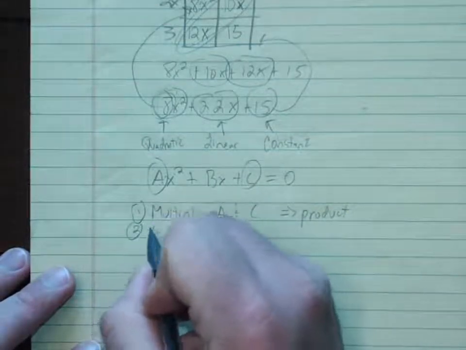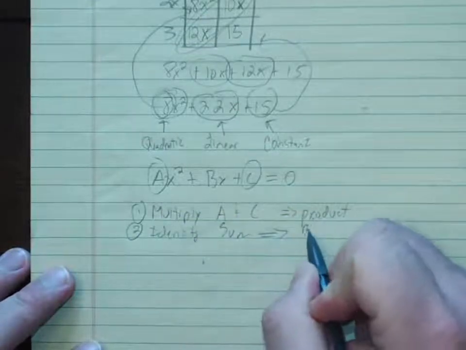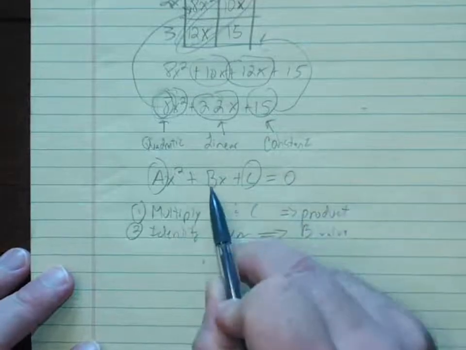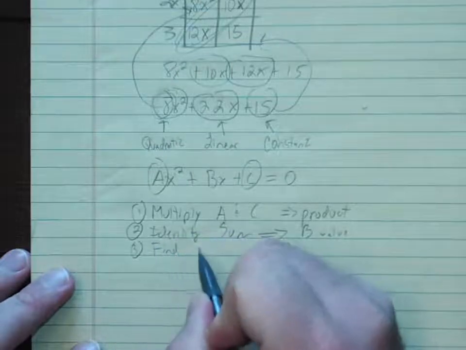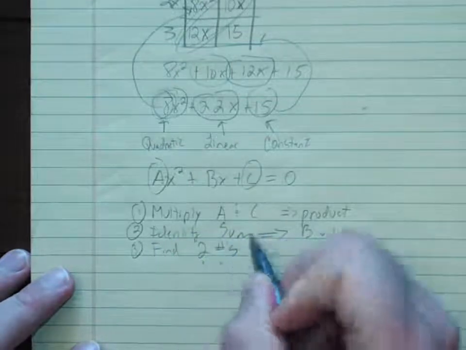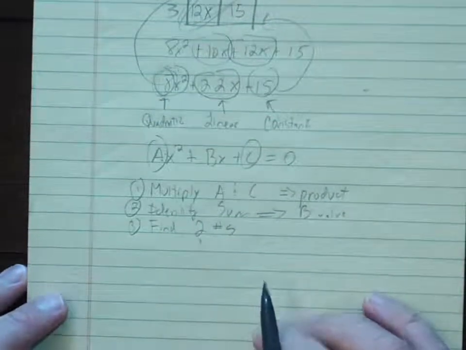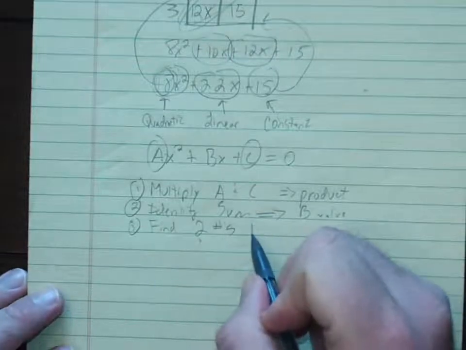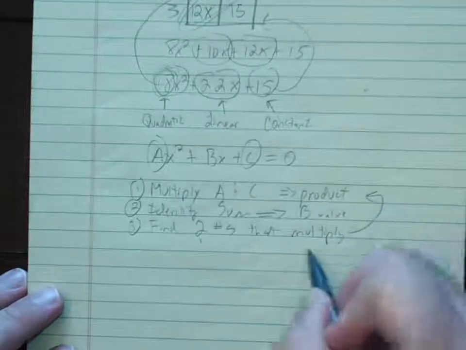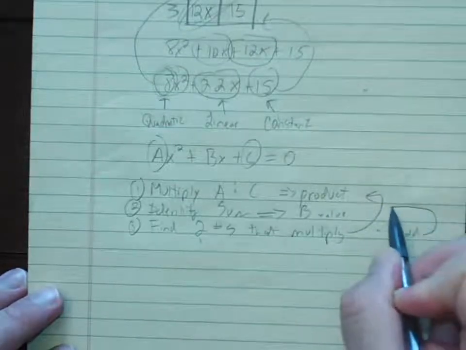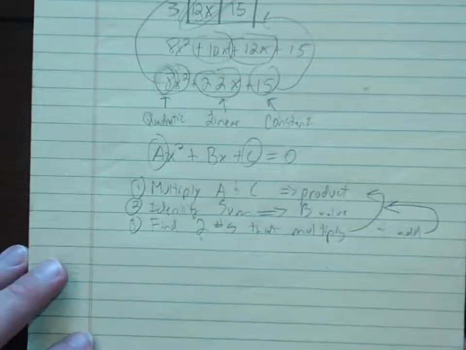Then we need to identify what we call our sum. This would be the b value right here. And then what we'll do from there is find two numbers. That means numbers. I know to you guys it means hashtag, but it's also the pound sign. Yes, I'm old. Find two numbers that multiply to this and add to this. And I'll show you how to do that. There's a method to it that I will explain.